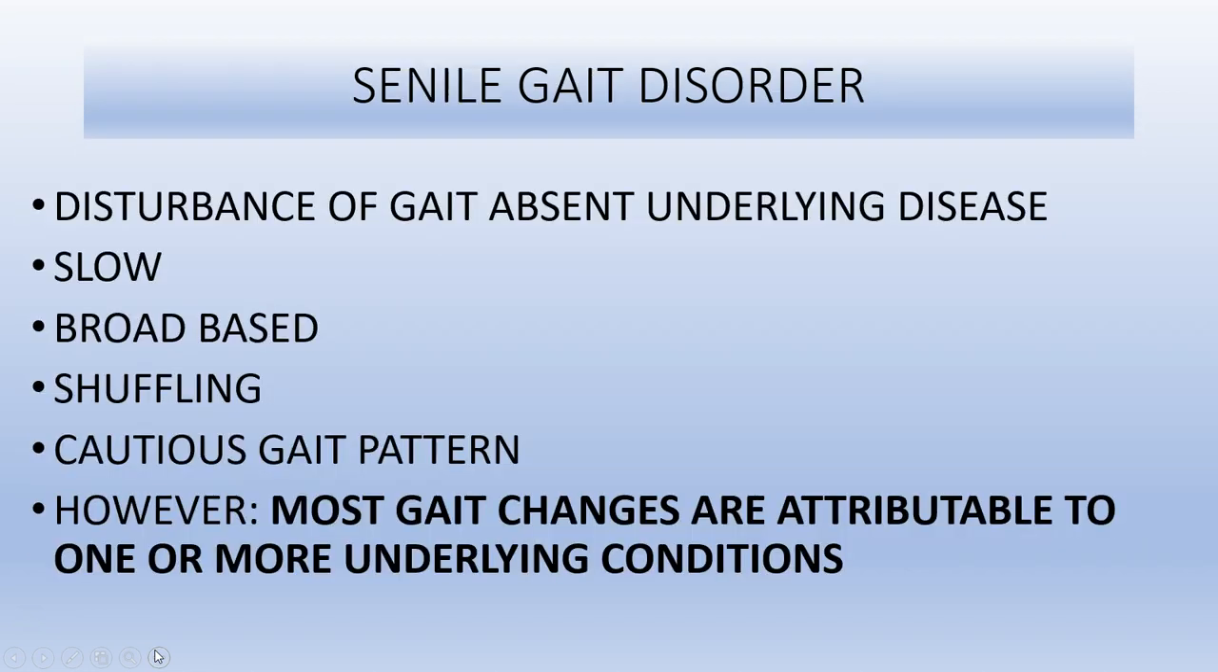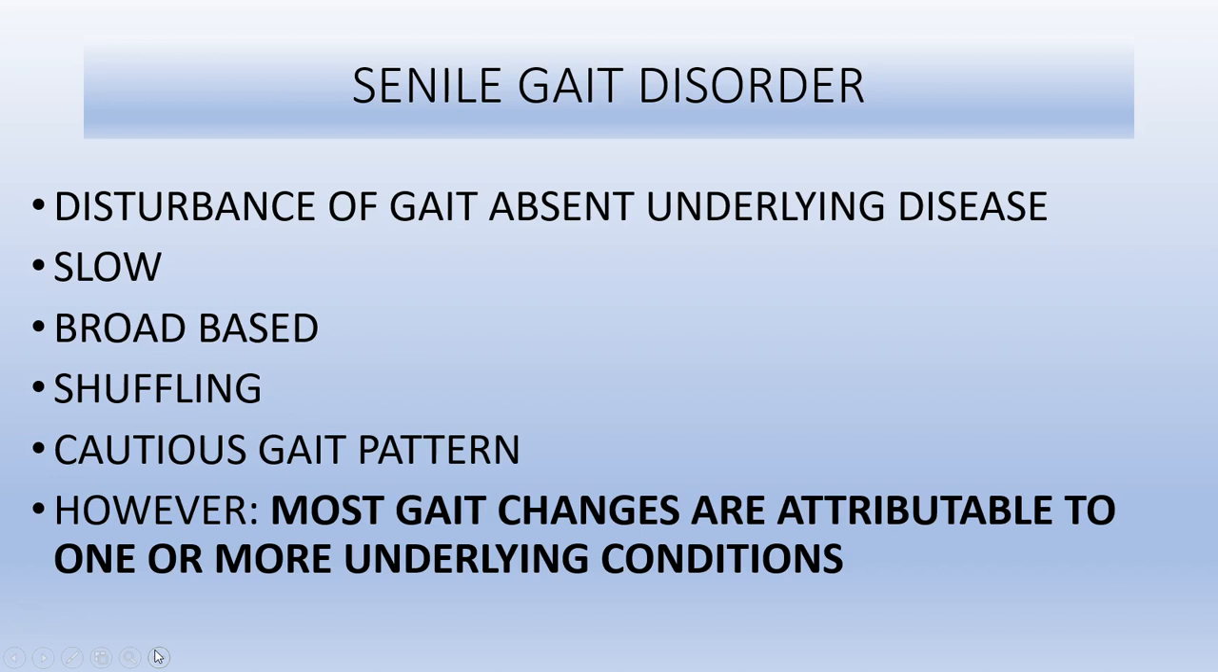So we have this entity called senile gait disorder, and we want to observe this as podiatric physicians, and this is a disturbance of gait that is occurring in the older patient that cannot be explained by the presence of some neurologic or arthritic or other disease. So as we get older, our gait becomes slower, it becomes more broad-based, it starts to become more shuffling, and it becomes more cautious.